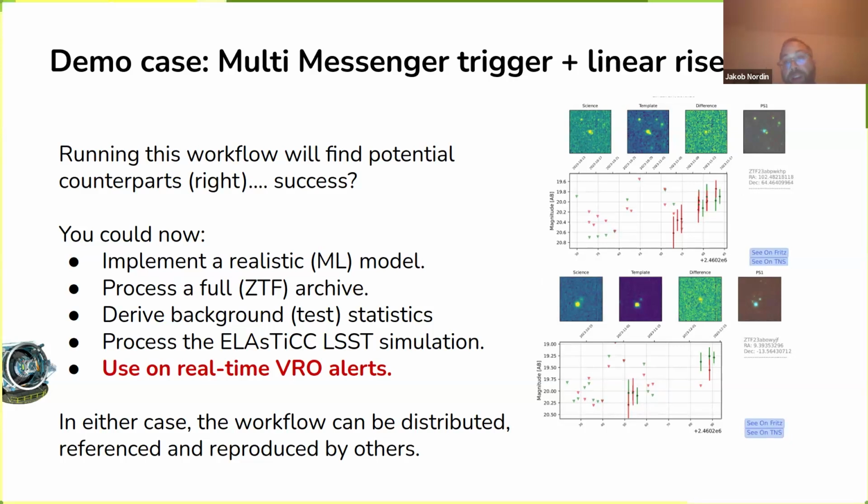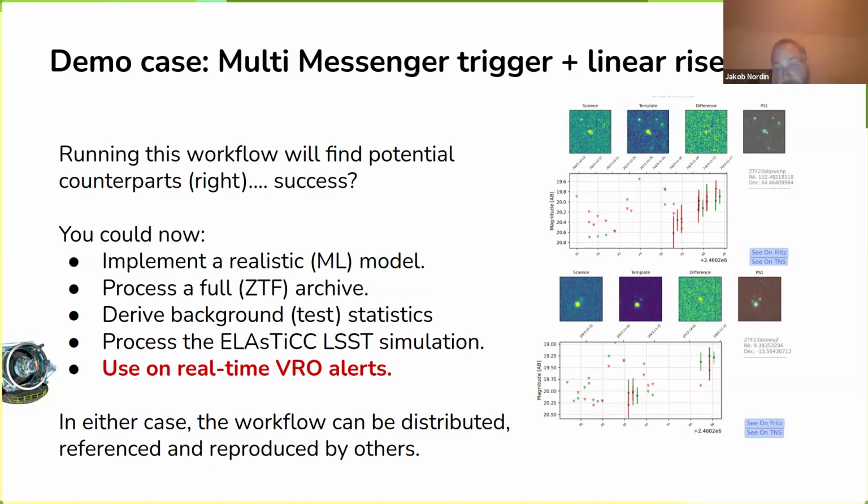This is where you get to the real power of these workflow configuration files. You can continue them. You can update your Python file with a full-grown machine learning model. You can go back and process the full ZTF archive to get maybe some background rates or test statistics. That would be a good thing to do in this case. You can instead run on the simulated LSST alerts to find out what they would have given.